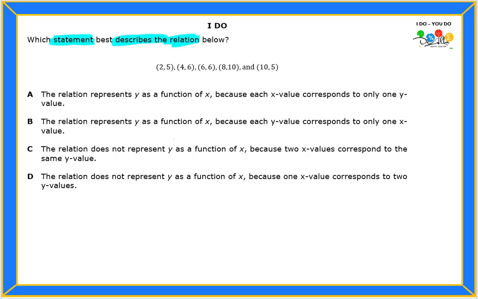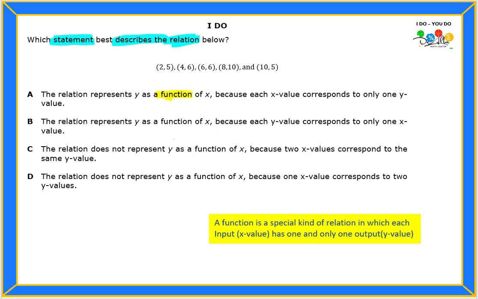So when I see the word function, I'm gonna have to think about some kind of definition for that. So if we are not sure about the definitions, I got something here for us to use. And it says, a function is a special kind of relation in which each input, x value, has one and only one output, y value. Okay, so let's look at the relation that is given to us.